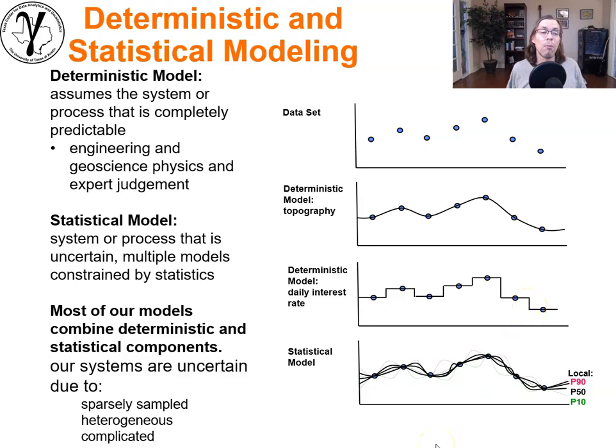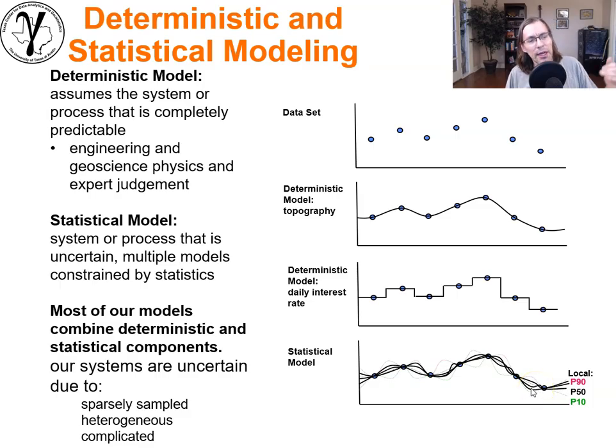A statistical model would be, let's describe the variance, the mean, perhaps a measure of spatial correlation like the semivariogram, and let's build multiple models that have the same statistical descriptions, but we don't know, it's uncertain, so we'll need multiple models, and we can now summarize at different locations based on those models.